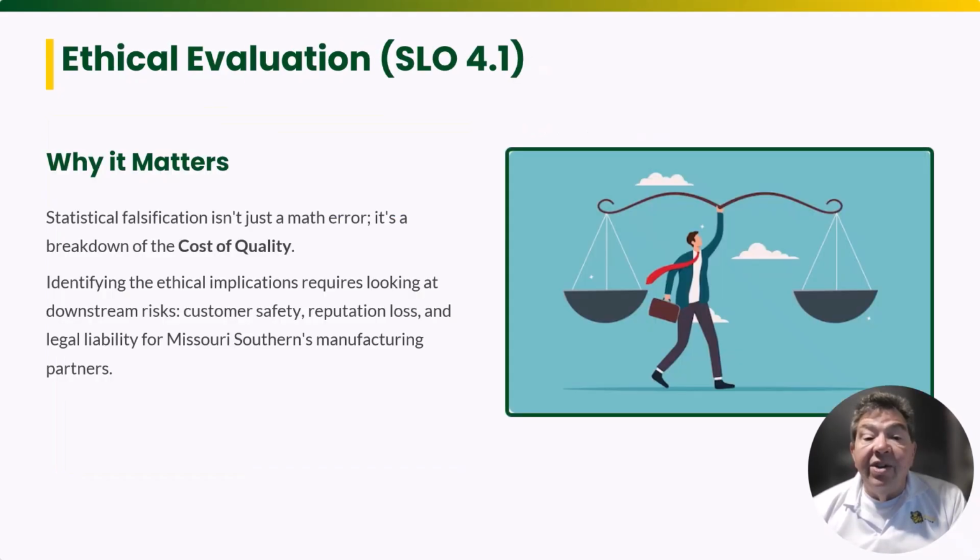Statistical falsification is a major compliance violation and a total breakdown of the cost of quality. You must evaluate the ethical implications and the downstream risk, including customer safety, the loss of organizational reputation, and the potential legal liabilities of our manufacturing partners. Select one of the 4 ethical approaches and defend your decision for using it.